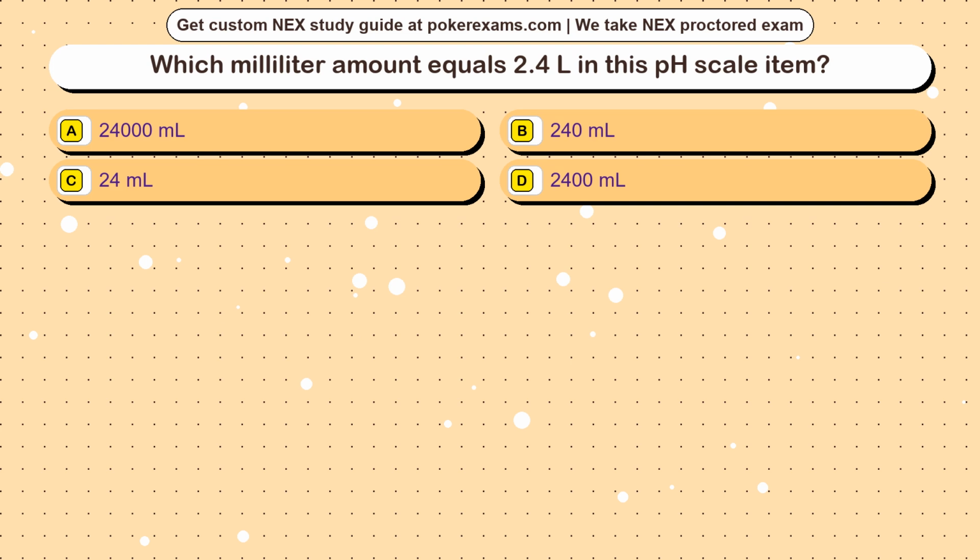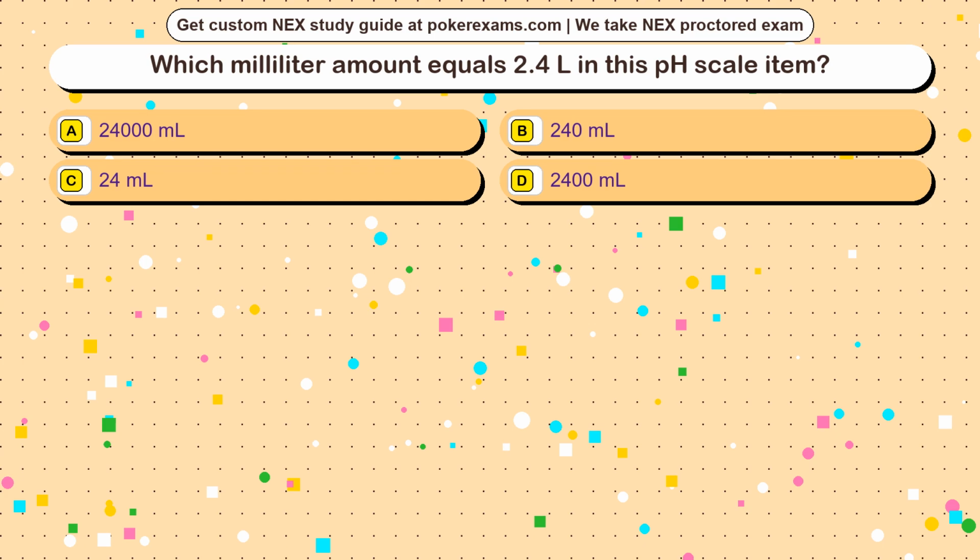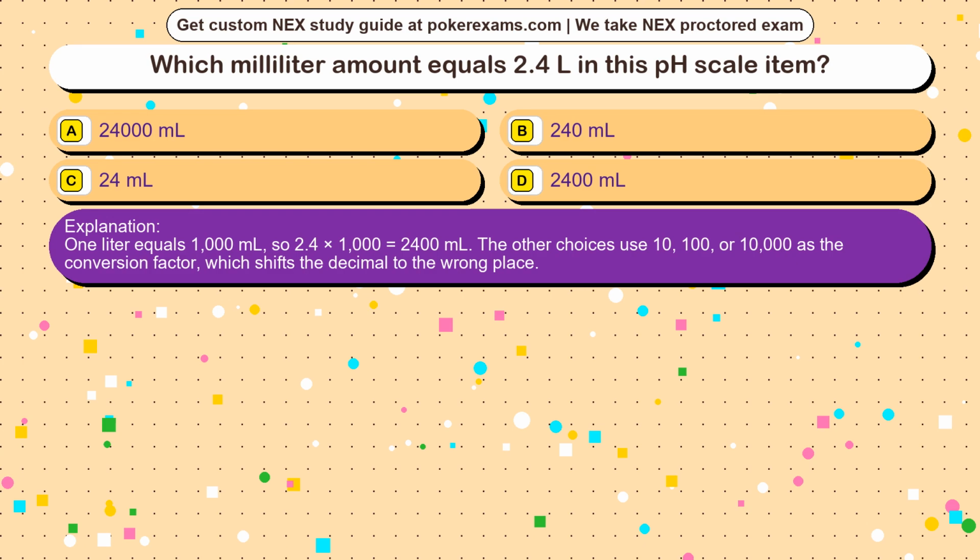Question 1. Which milliliter amount equals 2.4 L in this pH scale item? Option A, 24,000 ml. Option B, 240 ml. Option C, 24 ml. Option D, 2,400 ml. The correct answer is option D: 1 liter equals 1000 ml, so 2.4 times 1000 equals 2400 ml. The other choices use 10, 100, or 10,000 as the conversion factor, which shifts the decimal to the wrong place.